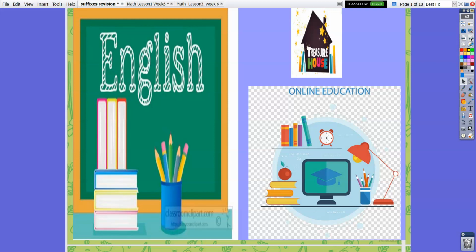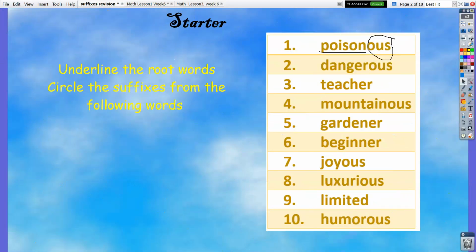Today, we are going to talk about suffixes. And for our starter activity, underline the root words and circle the suffixes from the following words. We have here words from 1 to 10. Identify and underline the root words and circle the suffix. Pause the video and do the activity.